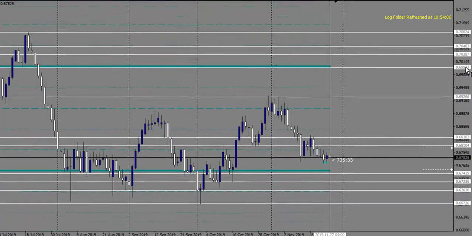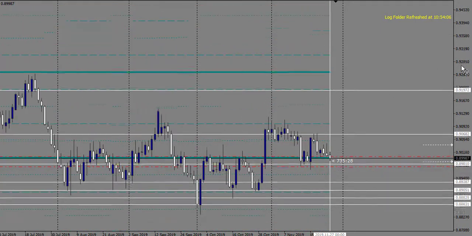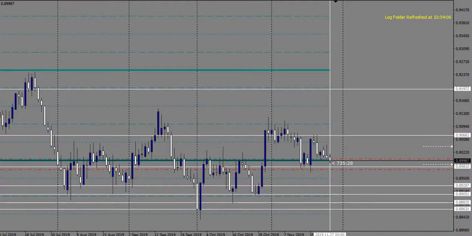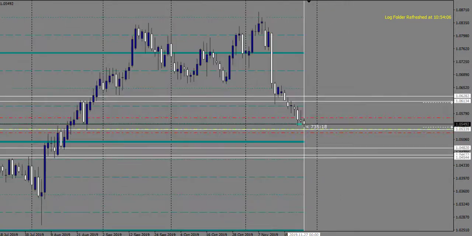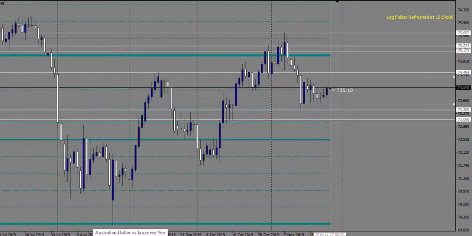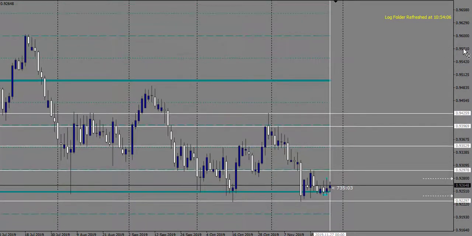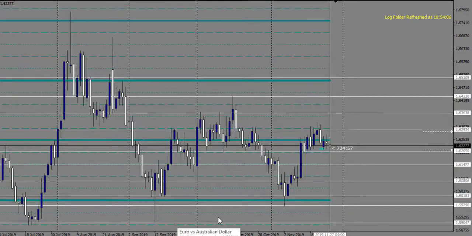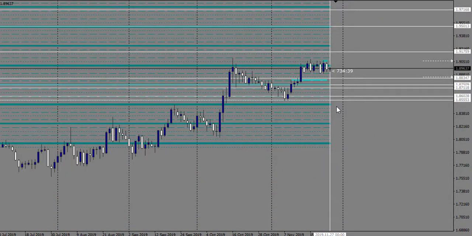AUD USD, AUD CAD, AUD CHF, AUD New Zealand, AUD JPY, AUD Singapore, EUR AUD, and GBP AUD.